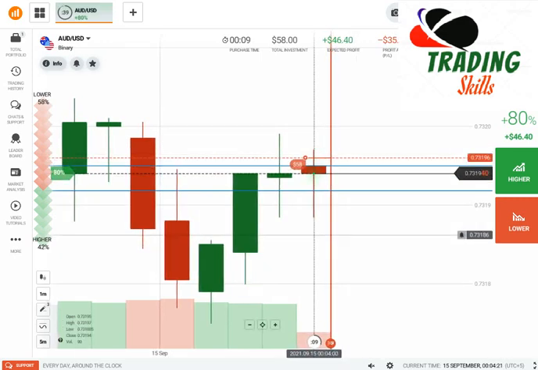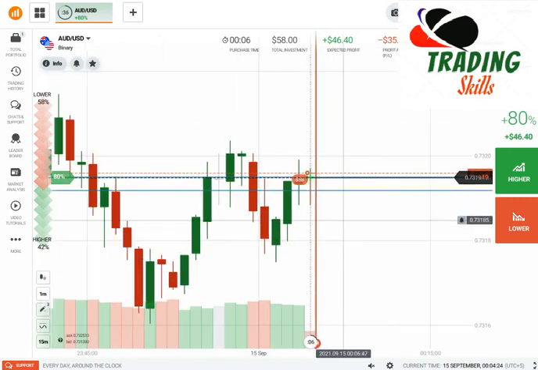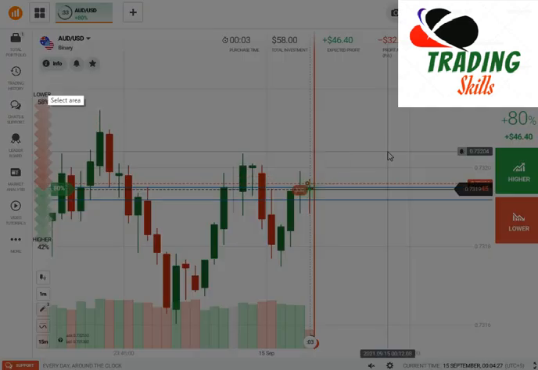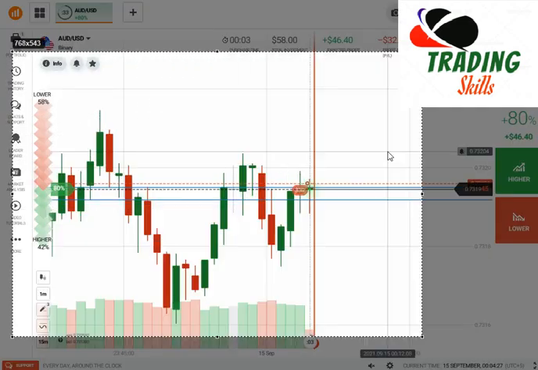So here I have taken a trade in a down direction and we will definitely win this trade. The reasons are very simple. So we need to analyze the market like this.